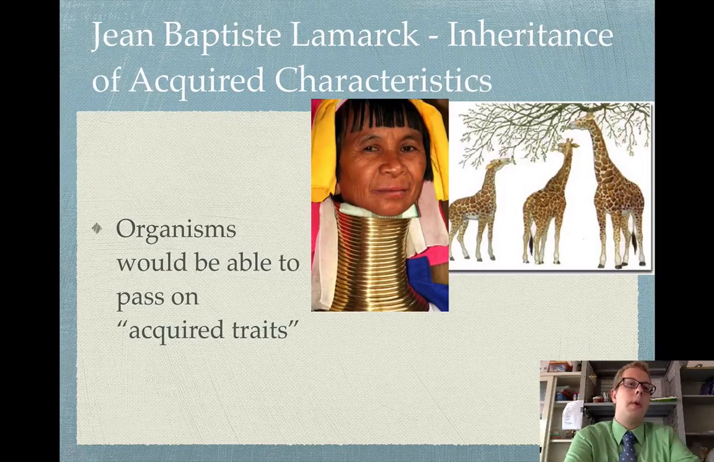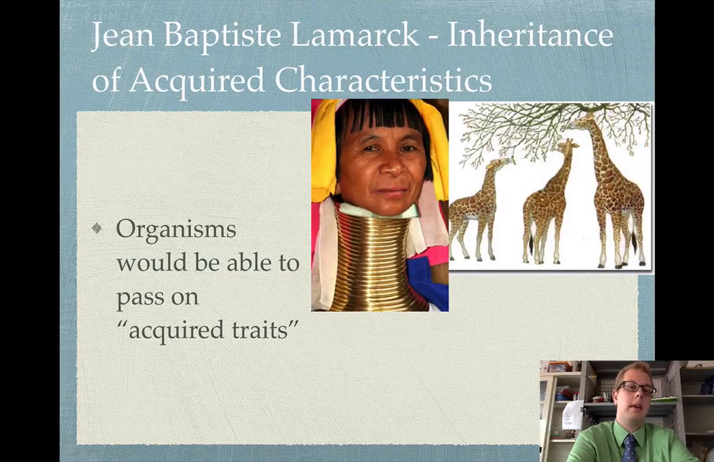Moving forward, in the 1700s, Jean-Baptiste Lamarck was really a central figure to science, and he came up with this idea of inheritance of acquired characteristics. His belief was that if an organism acquired a characteristic over its lifetime, that would be passed on to its offspring. So these would be able to pass on acquired traits.